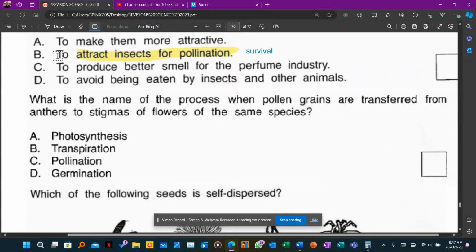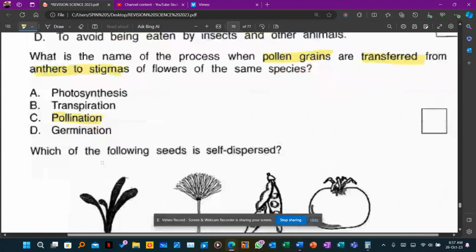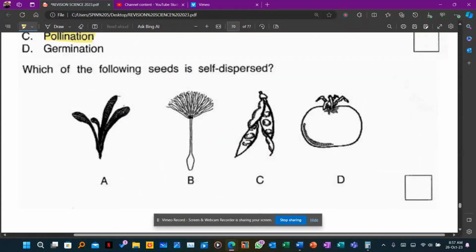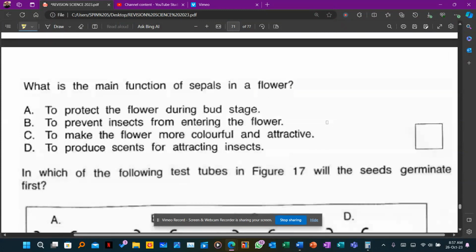Next one, what is the process when pollen grain is transferred from anther to stigma? So pollen is moved, so it's pollination. Which of the following is dispersed by wind? Anything that looks dry or is in a pod, so it is C. A and B, you can see they have wings, so these are wind dispersed. D is fleshy. Anything that is fleshy is animal dispersed.